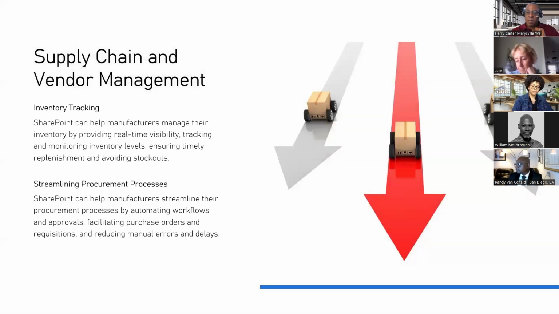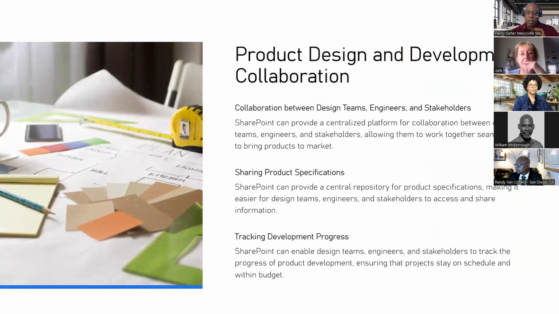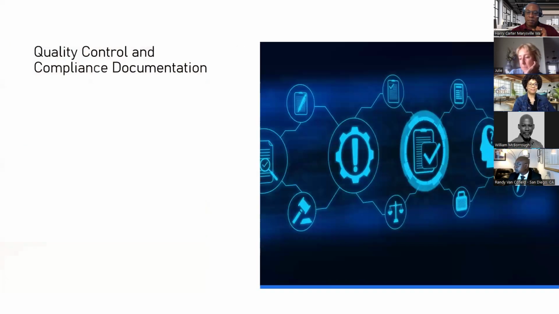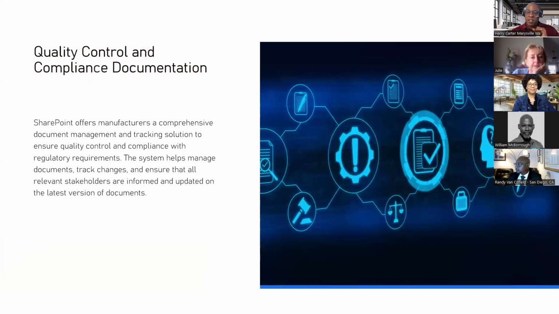Manufacturers can use a centralized platform to improve supply chain and vendor management by tracking inventory, optimizing process procedures, and enhancing communication and collaboration with suppliers. Collaboration between design teams, engineers, and stakeholders can be enhanced by providing a platform for sharing product specifications, tracking development progress, and managing product life cycles. SharePoint can help manufacturers ensure quality control and compliance with regulatory requirements by providing document management and tracking capabilities.